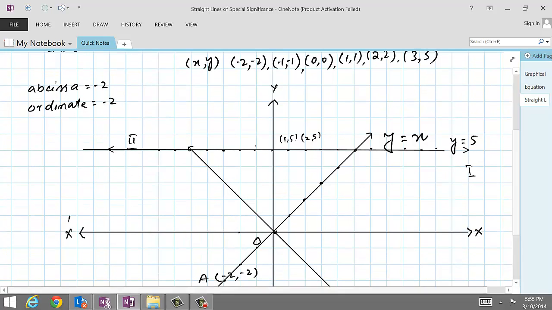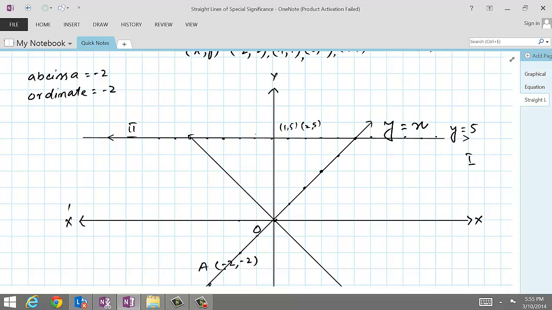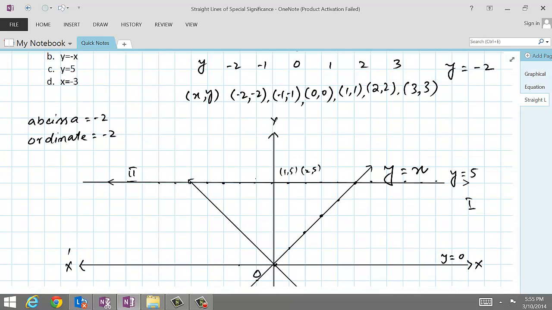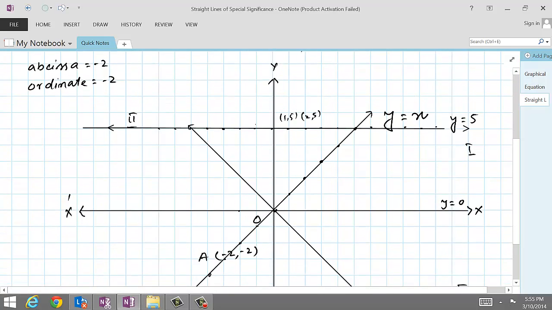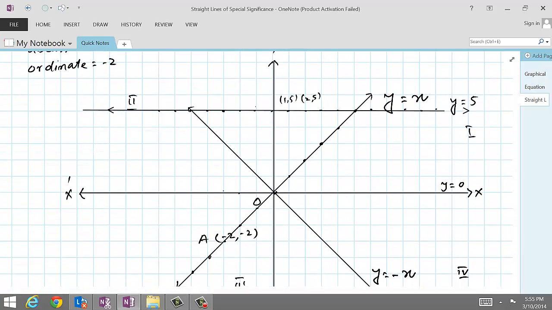But what will be the equation of the x-axis itself? That will be y equal to 0. So the x-axis itself has the equation y is equal to 0. Similarly, the last question is x equal to minus 3. Where is x equal to minus 3 to begin with? The x is equal to minus 3 right here, and in fact for every point on this line, the horizontal distance of all these points from the y-axis is minus 3.